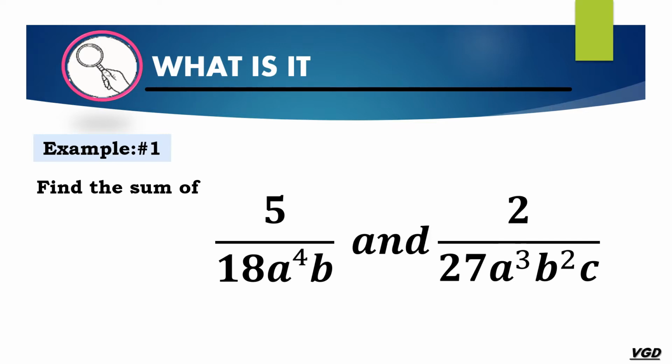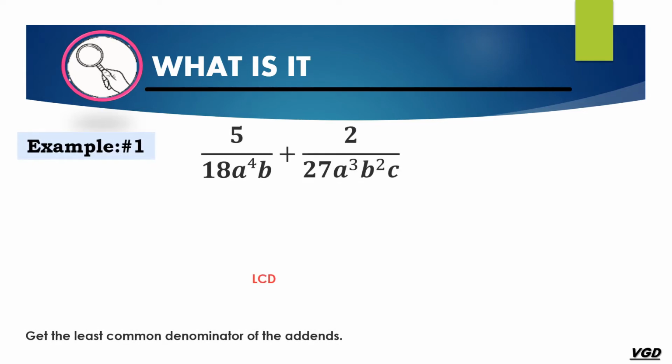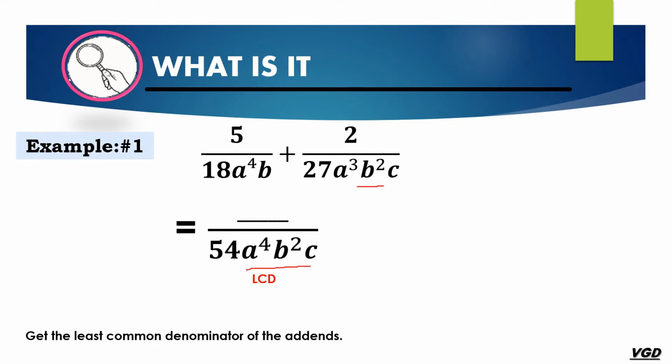Let's have this example number 1. Find the sum of 5 over 18a to the power of 4 times b and 2 over 27a cubed times b squared times c. We need the least common denominator of the addends, 18a to the power of 4 times b and 27a cubed b squared times c. So their least common denominator is 54a to the power of 4 times b squared times c.